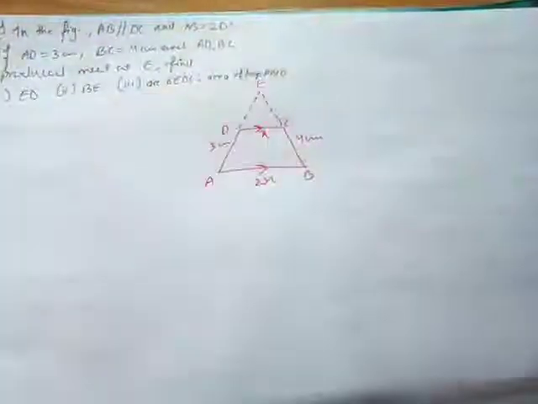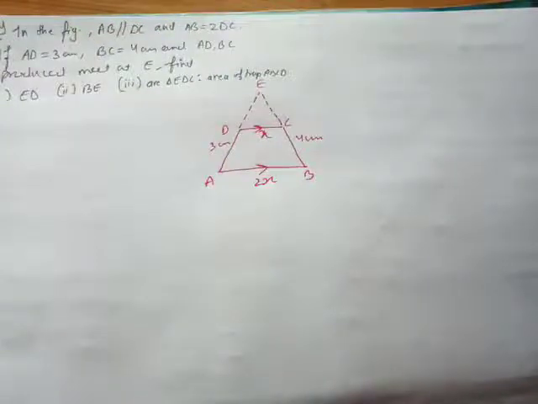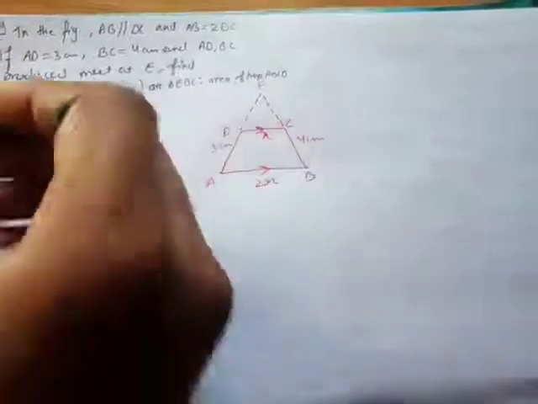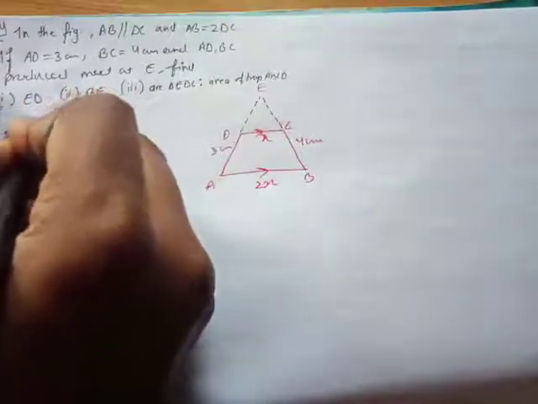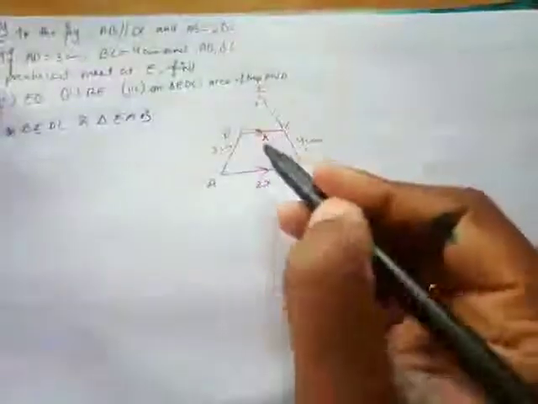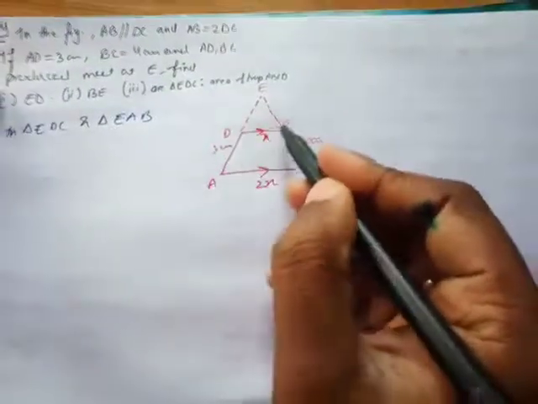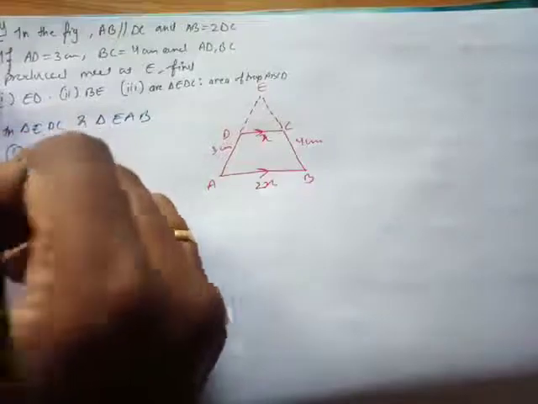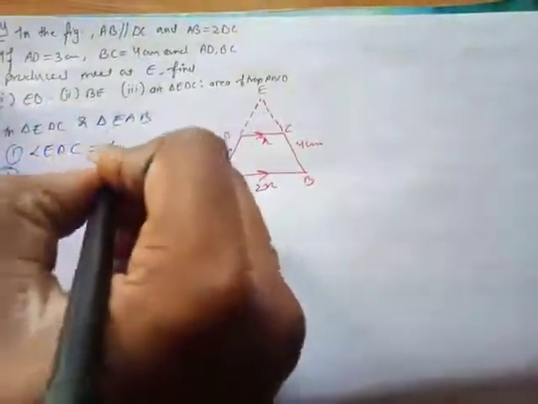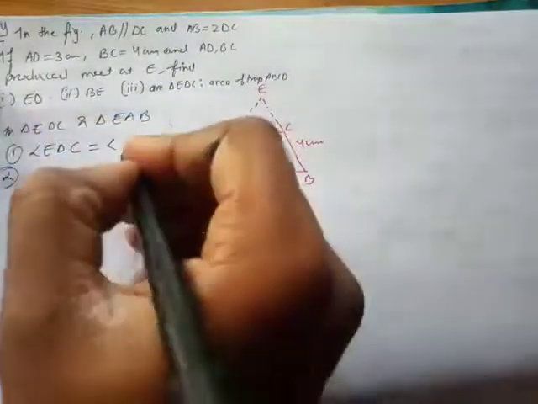I have no idea what ED is. So the very first thing I'm going to do is prove whether the two triangles are similar or not. If I prove both the triangles are similar, I'll be looking at triangle EDC and triangle EAB. I know that since these are parallel, this angle is equal to this angle. So I have two conditions over here. One is angle EDC is equal to angle EAB.